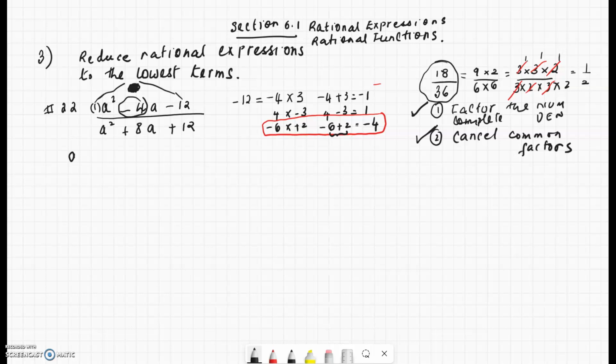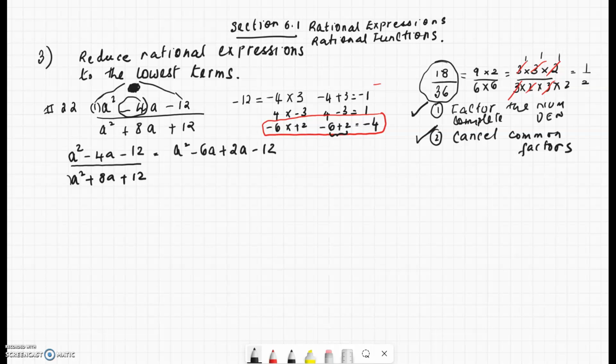So I'm going to do the numerator. a squared minus 4a minus 12 is equal to a squared minus 6a plus 2a minus 12. The denominator is a squared plus 8a plus 12.